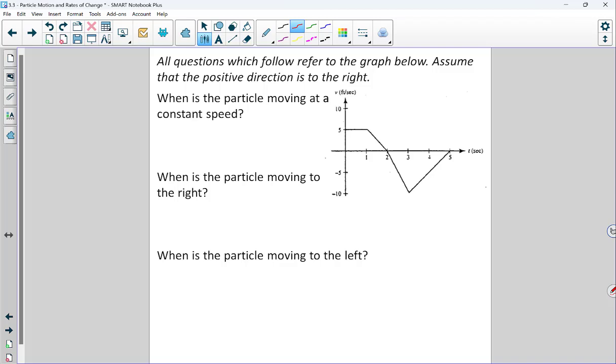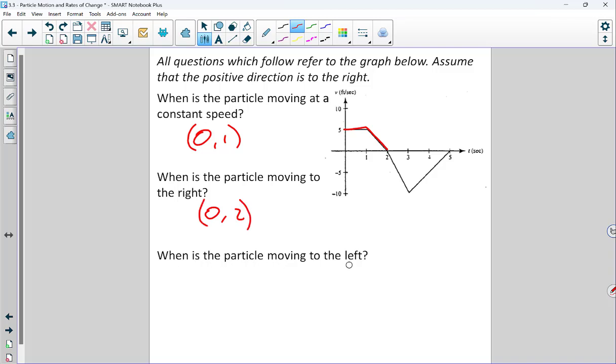When is the particle moving at a constant speed? The particle is moving at a constant speed when the velocity is horizontal. So that would be right here from 0 to 1. When is the particle moving to the right? The particle is moving to the right whenever the velocity is positive. Velocity is positive on this interval right here from 0 to 2.